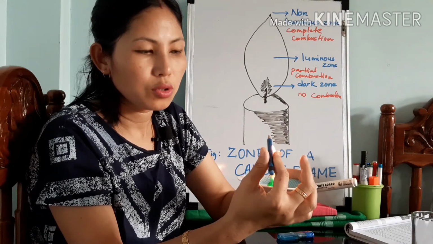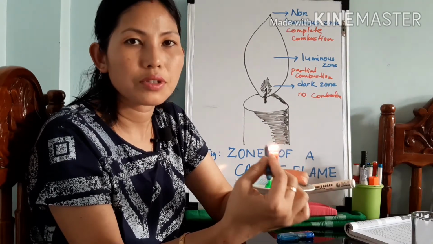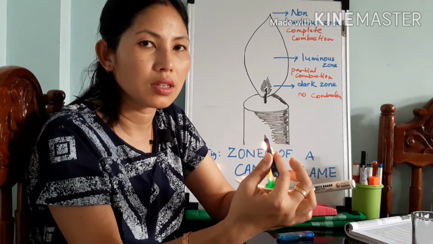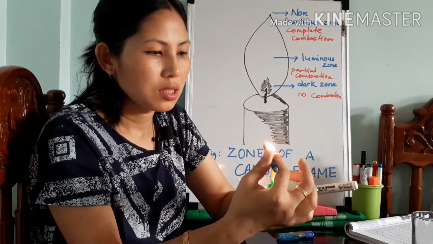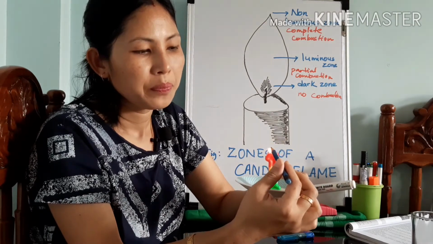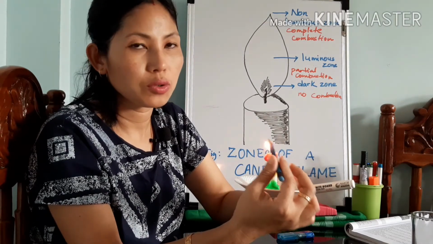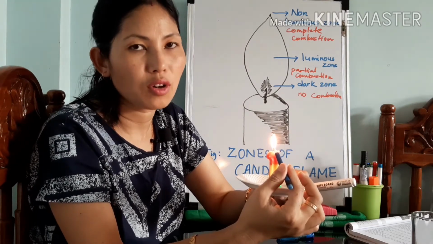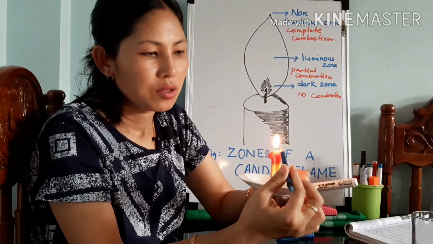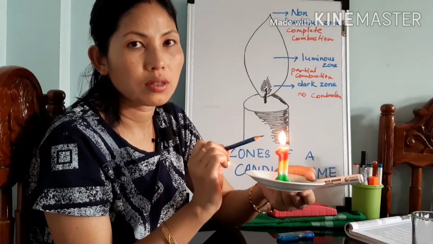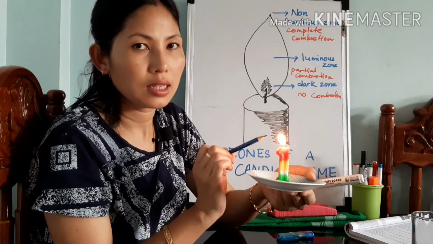And the outermost zone, where there is sufficient supply of oxygen, as it is in direct contact with the atmosphere, burns completely. So the outermost zone of the candle flame burns completely due to sufficient supply of oxygen, and it is the hottest part of the candle flame. Now you can see that it's burning very well, and each zone can be distinctly identified.